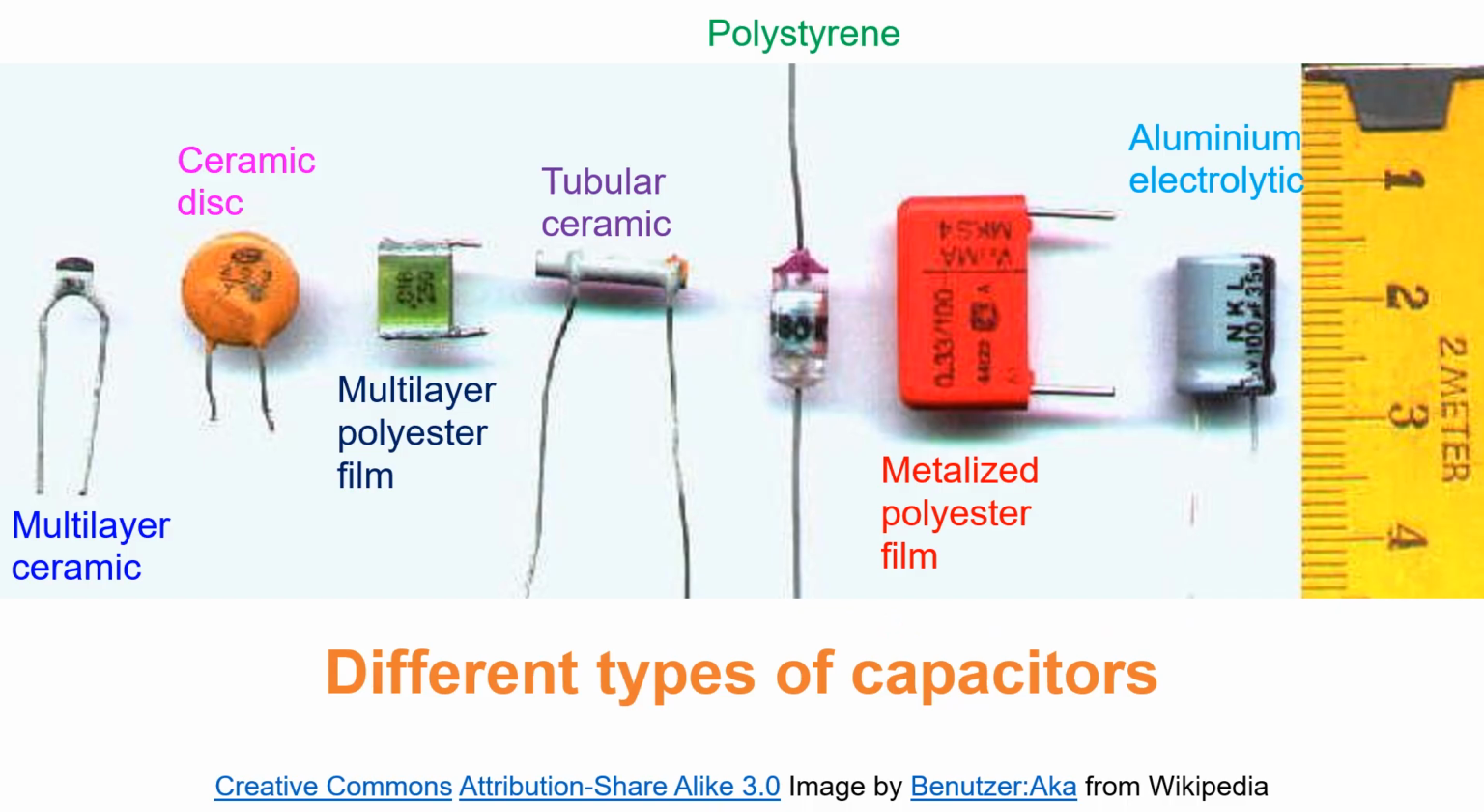This picture illustrates different types of capacitors. From left to right, they are multi-layer ceramic capacitor, ceramic disc, multi-layer polyester film capacitor, tubular ceramic capacitor, polystyrene capacitor, metallized polyester film capacitor, and aluminum electrolytic capacitor.